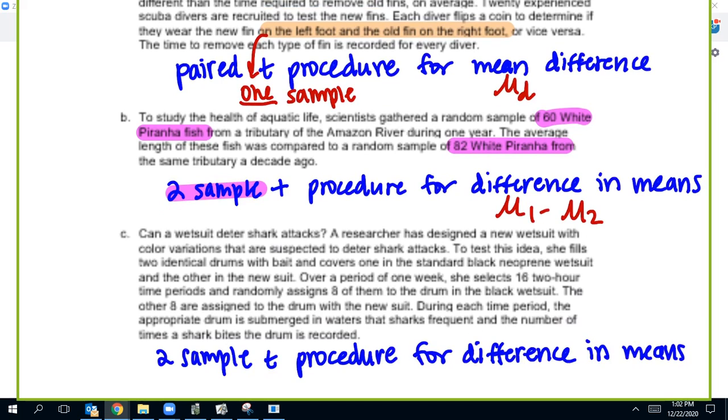And then this last one is pretty tricky. I had to read it a couple of times, but when you look at it, she selects 16 2-hour time periods and randomly assigns 8 to the drum and the other 8 to the other drum. And so that's 2 samples. I mean, she could have done this as one sample, but it looked like she just did it with 2 separate groups of 8. If they had done 8 time periods and put each drum in the water at the same time, that would have been matched pairs.